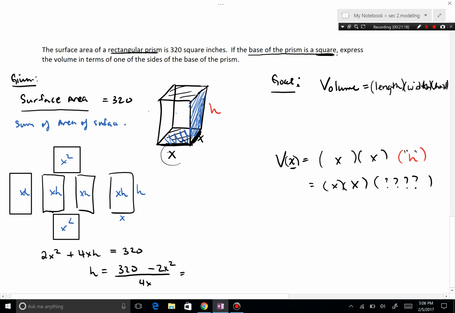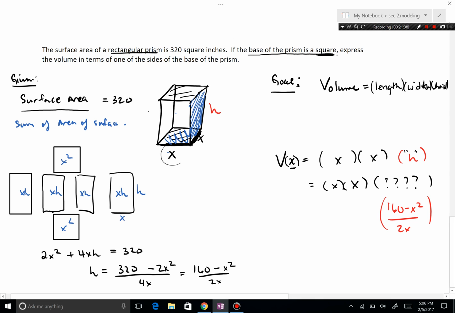Let's use some common sense here. I should probably simplify this. You see 2 goes in everything? So this is 160 minus x squared all over 2x. That is what h equals. What are we going to do with that? That's right, you guessed it. Shove it in. We have successfully modeled in terms of one variable.